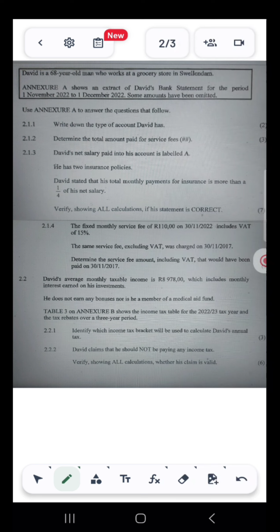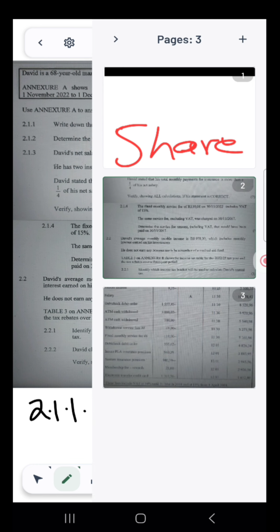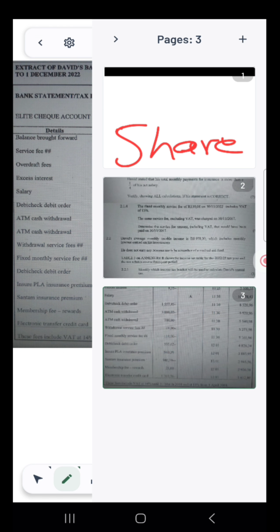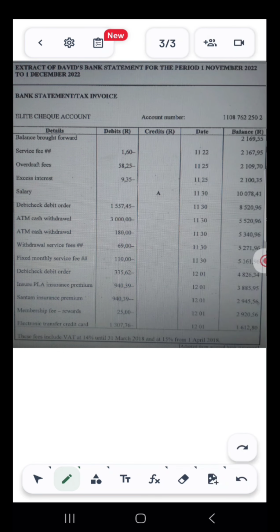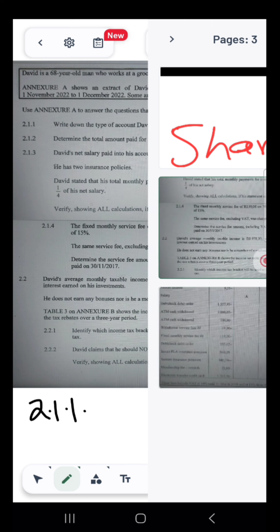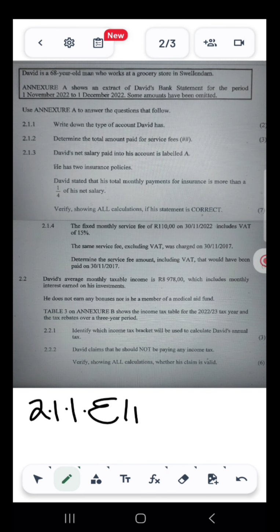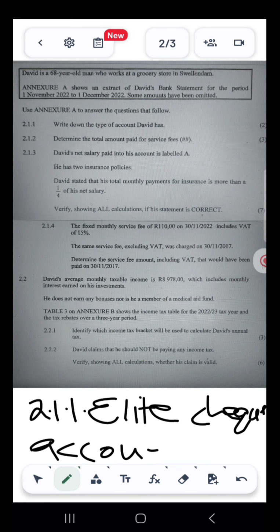2.1.1. Ngizoyibhala la ngoba kunespace. Calculate: write down the type of account David has. So bafuna ukwazi usebenzisa i-debit account, usebenzisa i-current account. Ubuyela futhi ku-addendum yakho bese bakutshelile la ukuthi i-check account. Not only check account, bakutshelile nokuthi it's an elite check account. Meaning your first answer will be elite check account. Right? So that's your first answer.